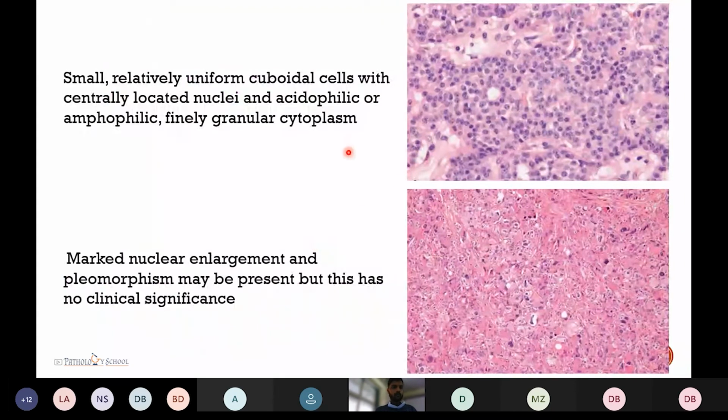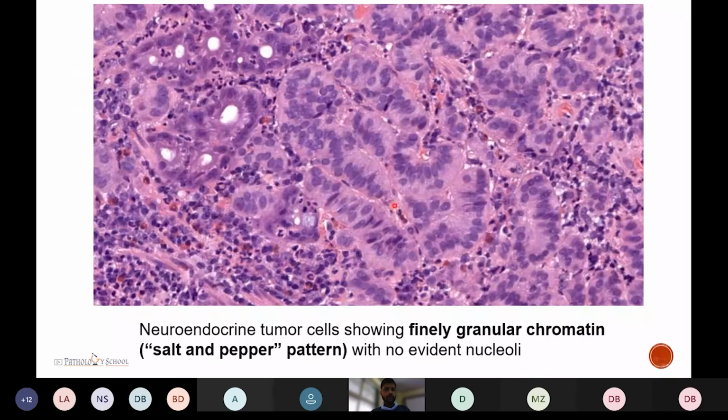Coming to the histopathology, generally these tumors have small, relatively uniform cuboidal cells with centrally located nuclei and acidophilic or amphophilic finely granular cytoplasm. On the other hand, in the picture below, significant pleomorphism can be seen, which is occasional and rare, but has no clinical significance as such. Now, the characteristic pattern of the nucleus is a salt and pepper chromatin pattern, which is nothing but finely granular chromatin. And the nucleoli are not evident, as you can see in this picture.